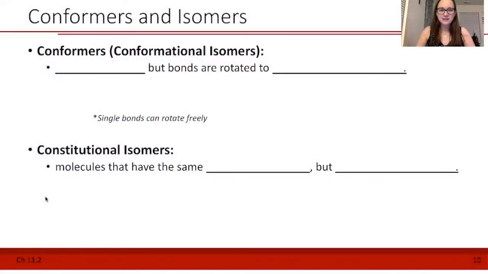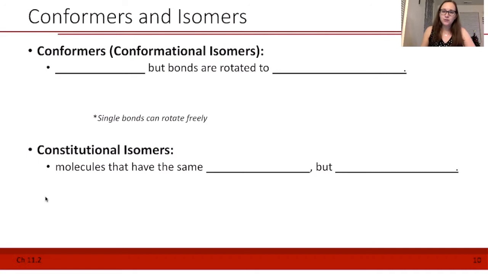Okay, so in this video, we're going to be talking about conformers and isomers, and then also practice some naming and determining if things are isomers or conformers or what exactly they are. So isomers are molecules that have the same molecular formula. But that means that there could be different types of isomers.